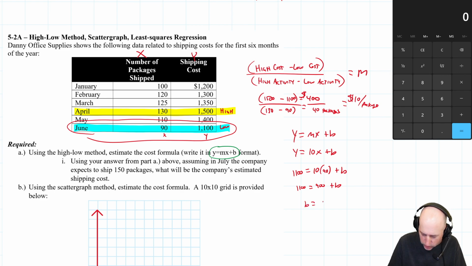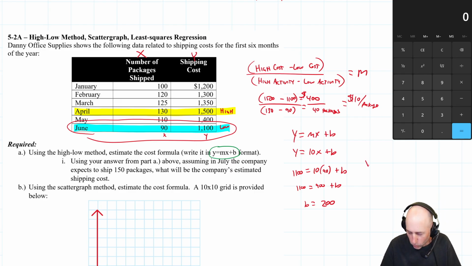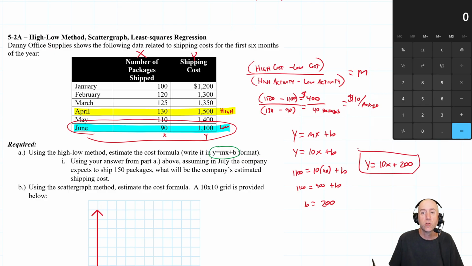B equals 200. So the answer to part A, Y equals MX plus B, is Y equals M, which was 10X, plus B, 200. So Y equals 10X plus 200. That is my answer to part A.